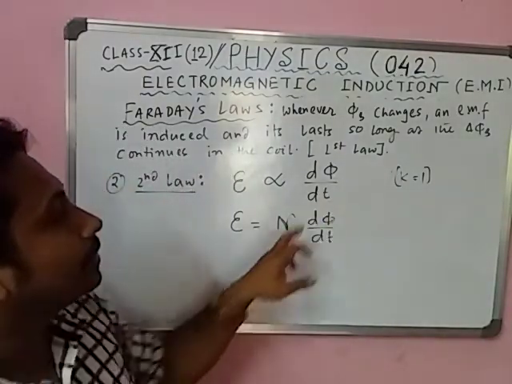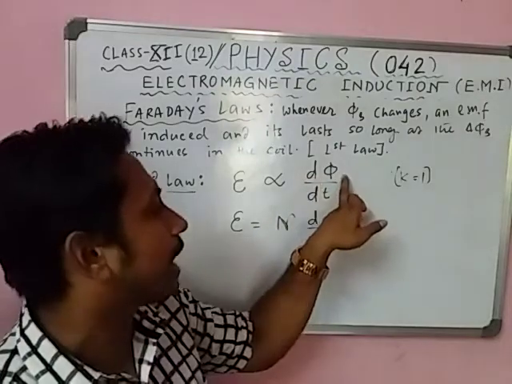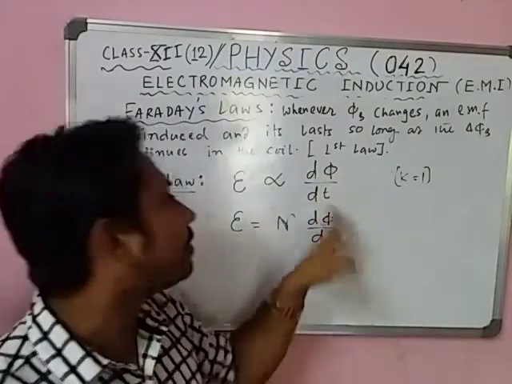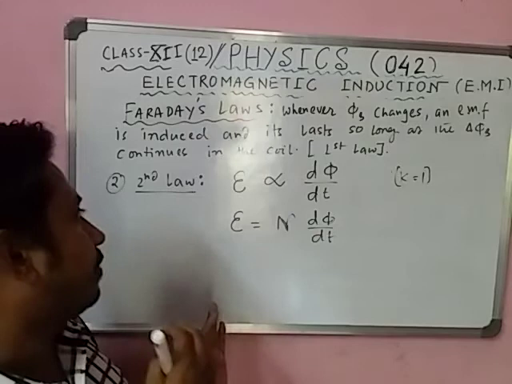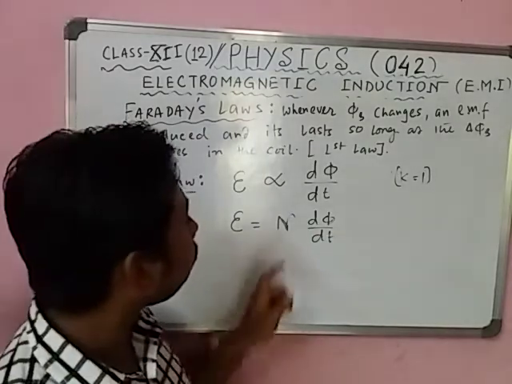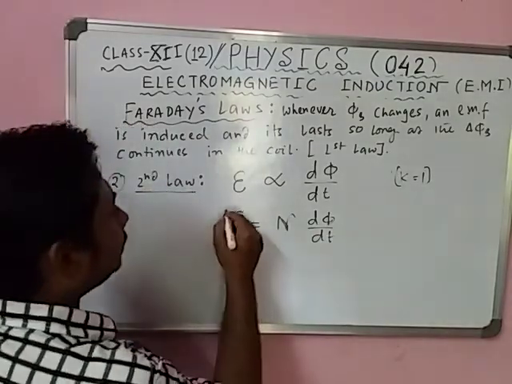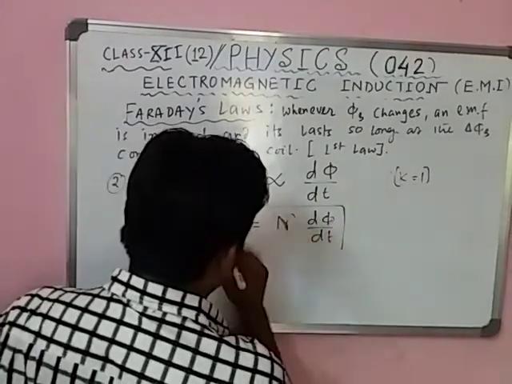dφ means, say with me, dφ means change of flux. dt means time. So dφ/dt will be the EMF, the induced EMF. N is the number of turns. So this is the magnitude of induced EMF.